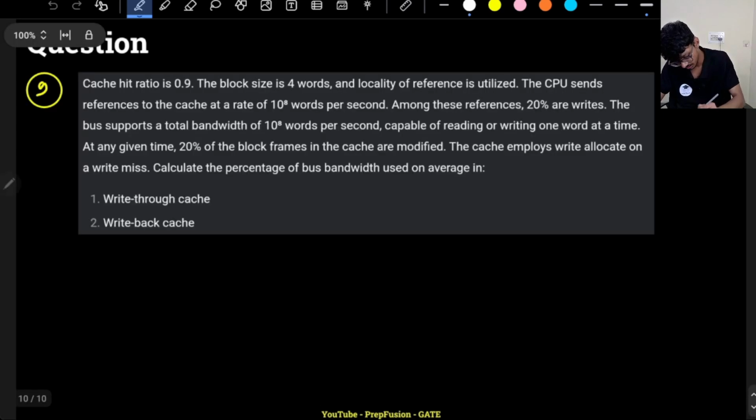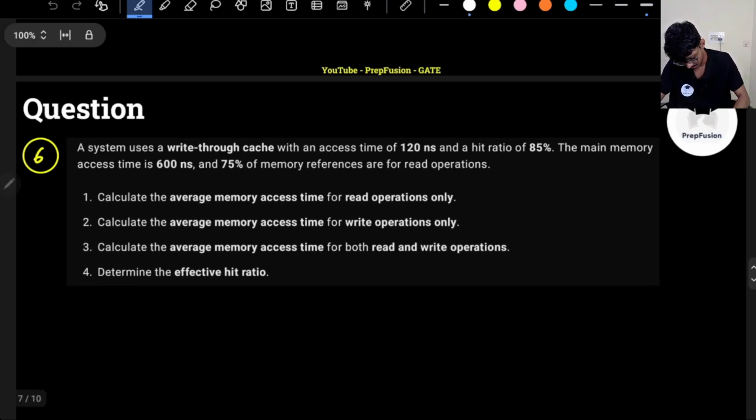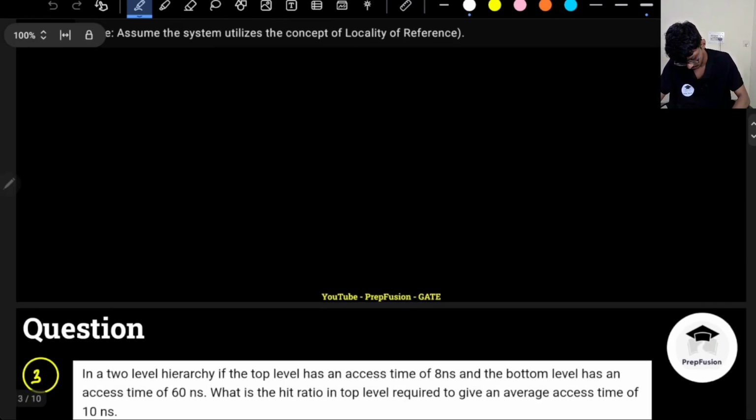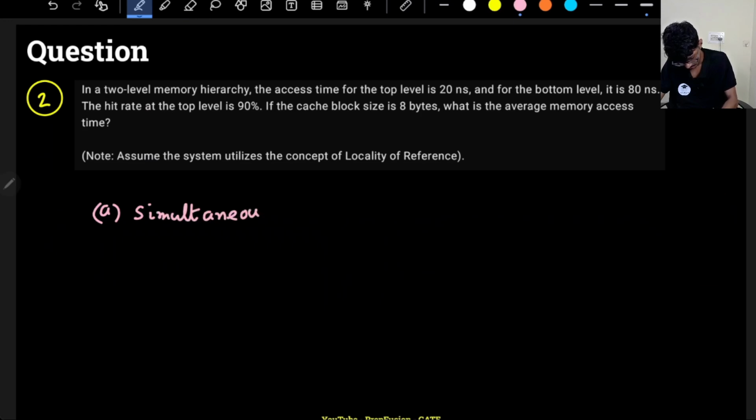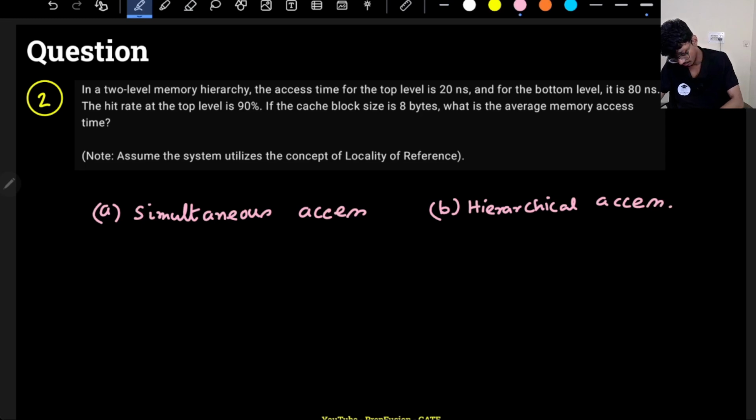I will make one small change here in the assignment questions, because in the assignment questions also you guys will have doubt. There are two parts. A is for the simultaneous access, and B part is for the hierarchical access.